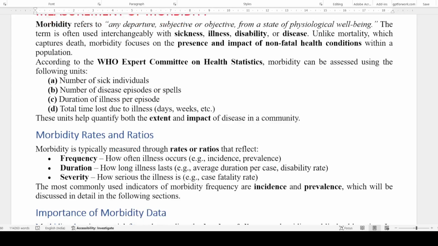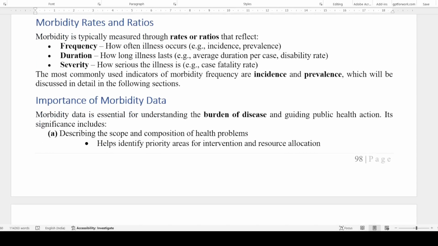So, what are the morbidity rates and ratios? Morbidity is typically measured through rates and ratios that reflect frequency, duration, and severity. Frequency means where we see the incidence and prevalence of the disease. Duration means the average duration per case or the disability rate. Severity means how severe the illness is.